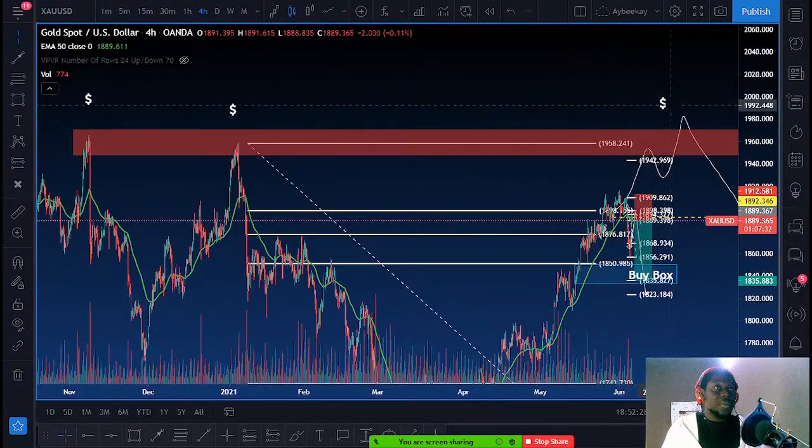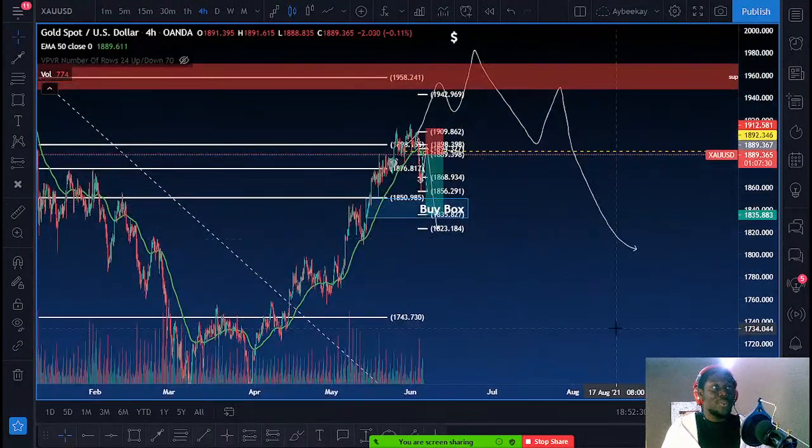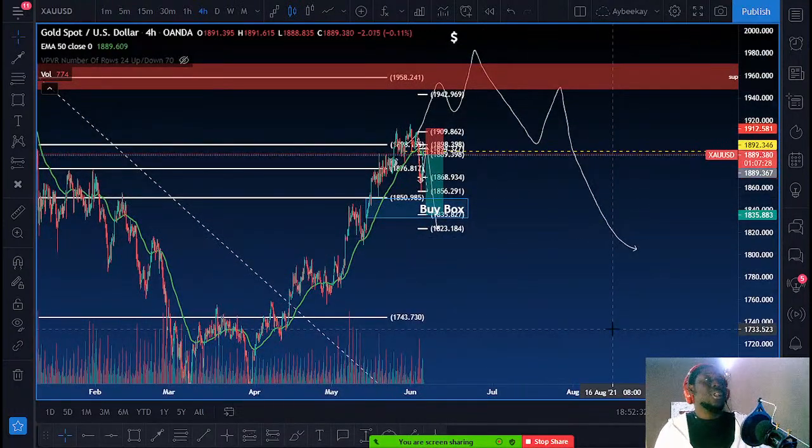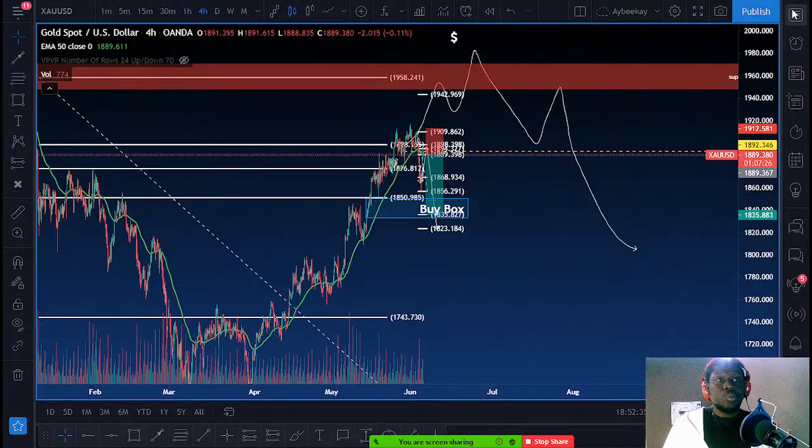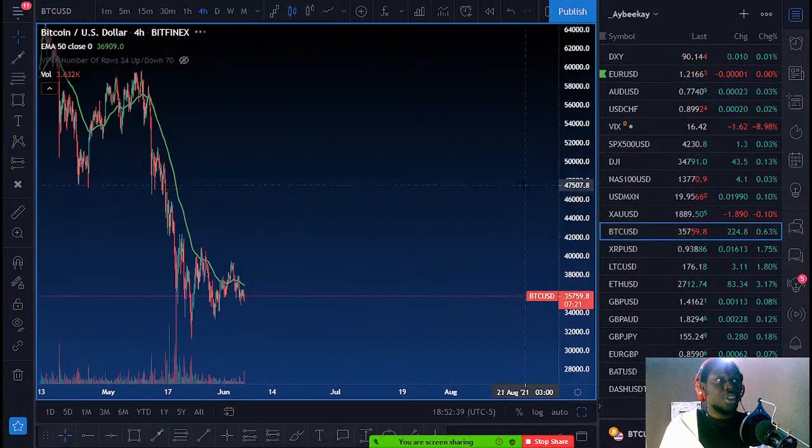I think that price is going to come and grab liquidity before ultimately falling down. That's what I think is going to happen. So let's see what happens, though. Let's go on over to the cryptos.